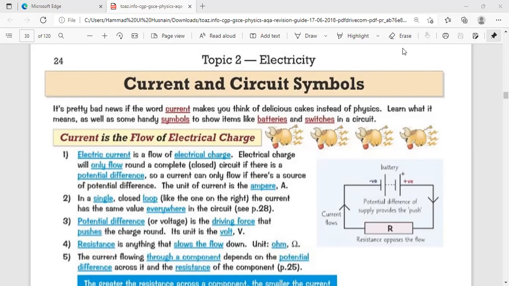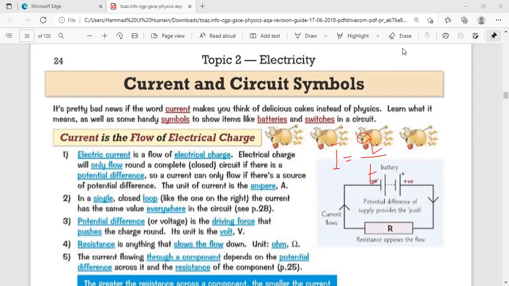We represent it by a formula. Basically, in order to show current, we use the symbol I, and I is usually equal to Q by t. Then what is Q? Q is the number of charges passing through a certain area in time t. So we can define that the rate of flow of charges through a certain place is called current. So now what is charge?